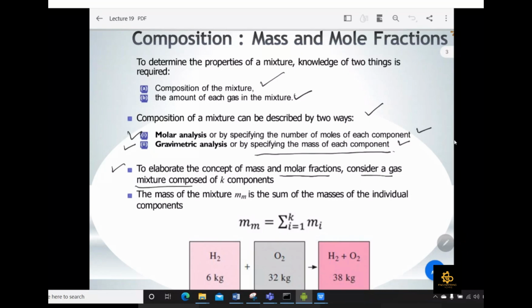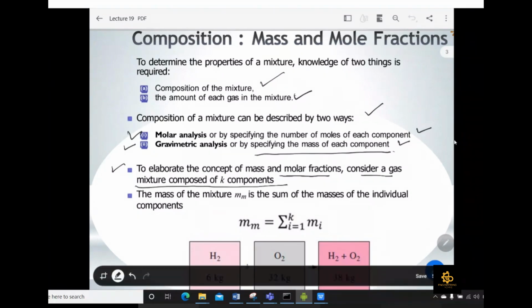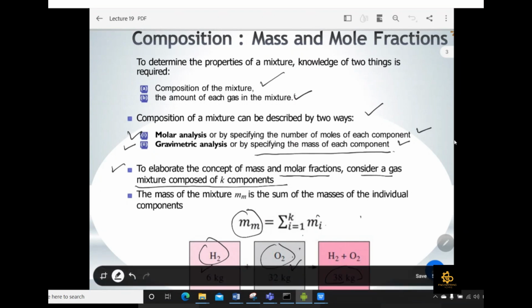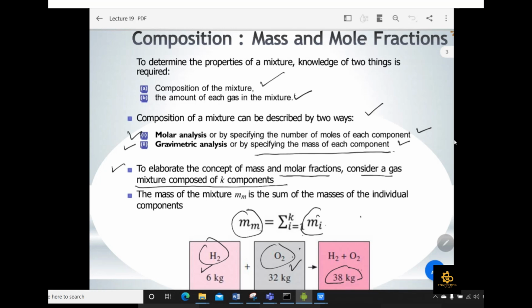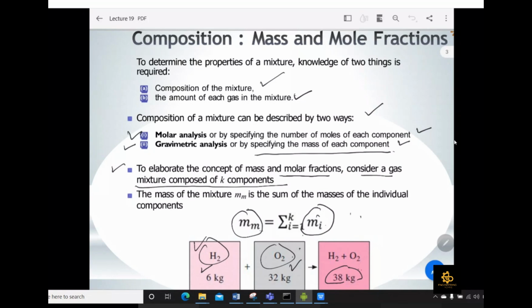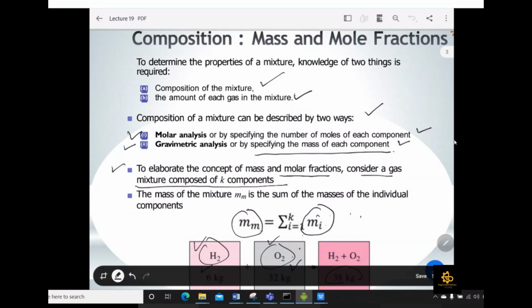Consider a gas mixture composed of k components. For example, there is a mixture which consists of H2 and O2, and it contains 6 kg of hydrogen and 32 kg of O2. When we add them, it becomes 38 kg of product. So the mass of the mixture is equal to the mass of all the components which compose that mixture. Hydrogen and oxygen make that mixture, so we add both of these masses, which gives the total mass of the mixture.